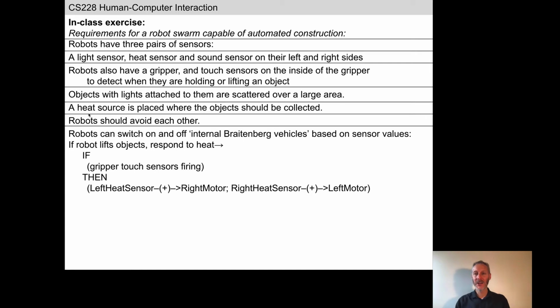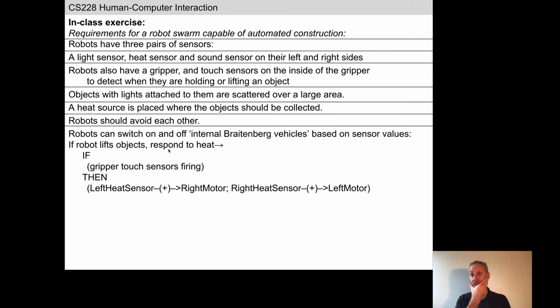We're going to place a single heat source somewhere in the environment. And that's where all the objects should be collected. So basically the construction at this point is just find all the objects with lights on them, pick them up and bring them to the heat source and drop them off there. As these robots are moving around, they should also avoid one another. We don't want them crashing into one another. And this is our set of requirements, our very simple set of requirements for our robot swarm.